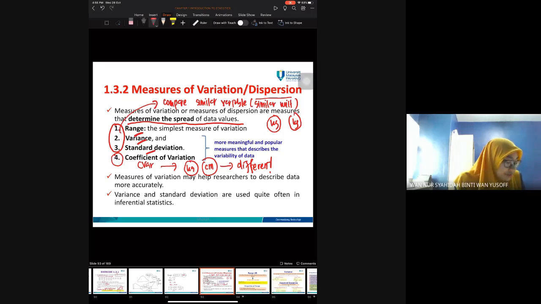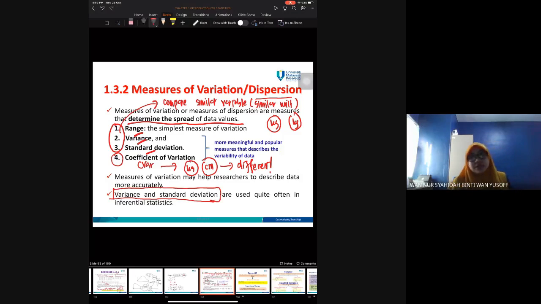So variance and standard deviation are used quite often in inferential statistics. I think I have mentioned this before, when we go to chapter 2 onwards. Because again, chapter 1 here is about the theory behind applied statistics, what you need to know, what you need to understand, the terms that we use. But all of this will be used in chapter 2 onwards. So variance and standard deviation we use a lot, especially in chapter 2 and 3. In fact, based on this, we determine which formula we need to use.